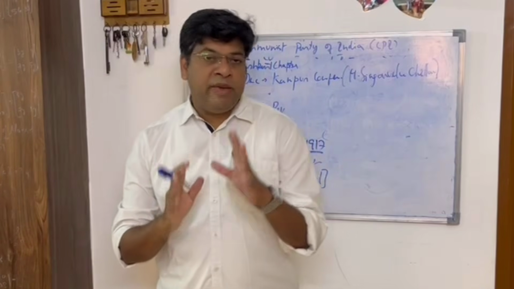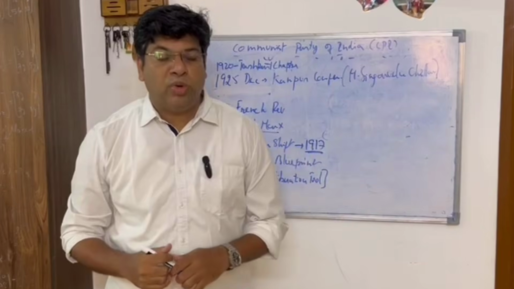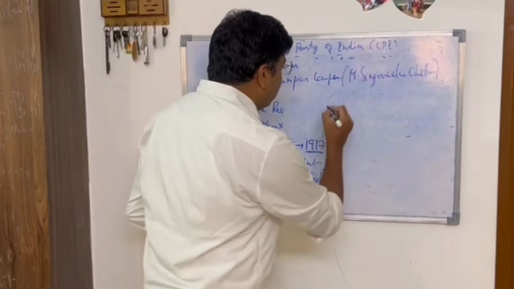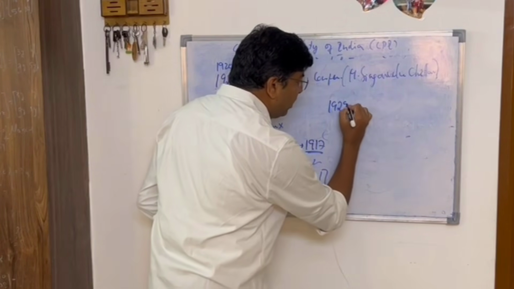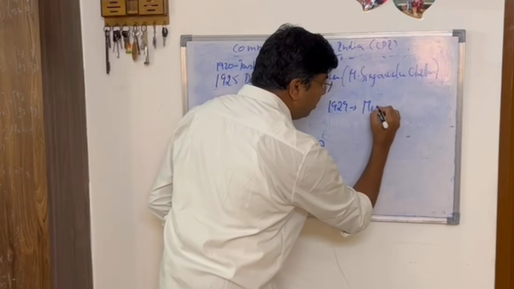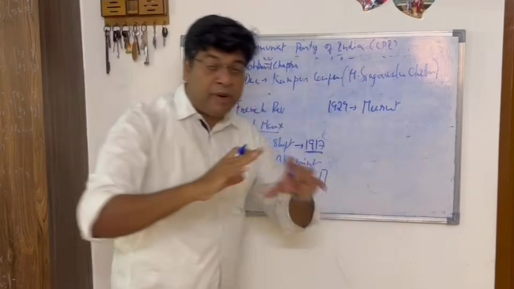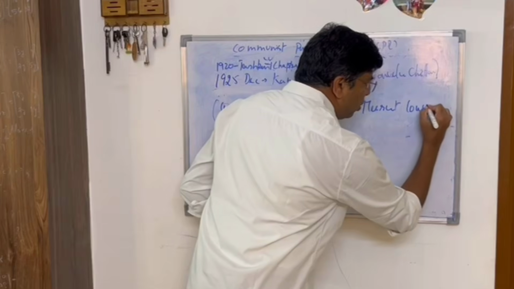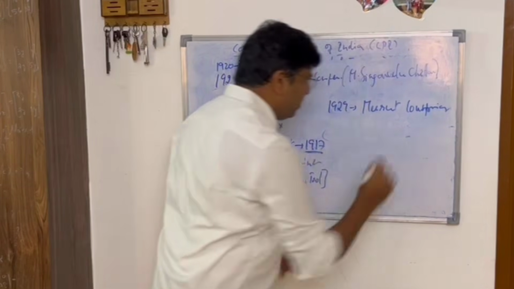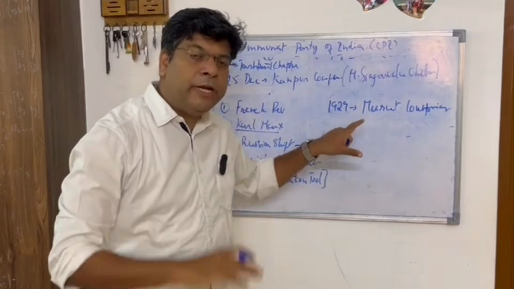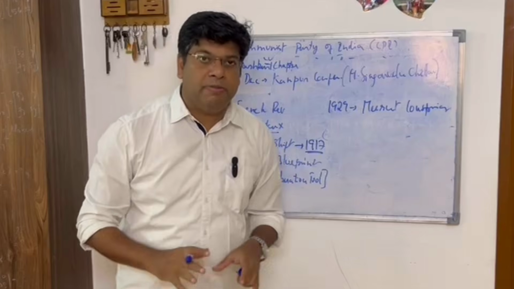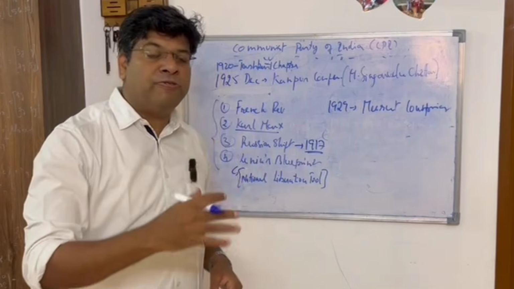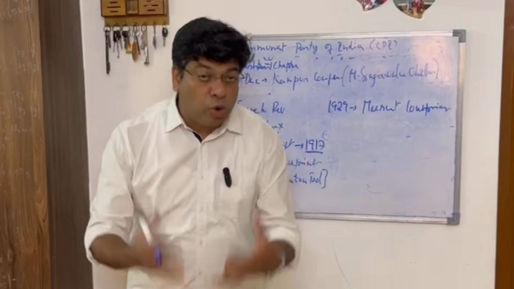Now let's see some of the key milestones of Communist Party prior to independence. It was the year 1929. There was an important event which made Communist Party very famous in India, which is called the Meerut Conspiracy. In this Meerut Conspiracy, around 32 Communist Party members were imprisoned because of the railway strikes, and there were a lot of court proceedings.